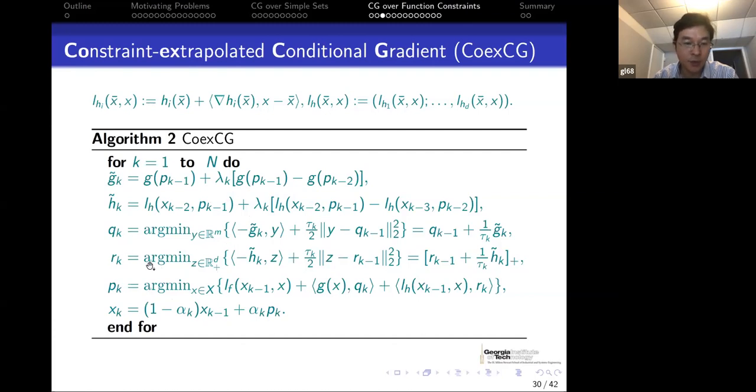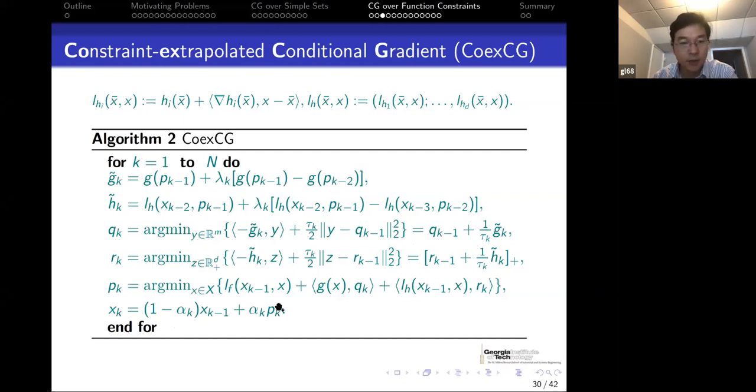And the next two steps are dual ascent steps. Basically, we update the dual variables. These are also easy to perform. And then we do linear optimization. The last step is convex combination, similar to the conditional gradient method, okay? So is there any question about this algorithm?